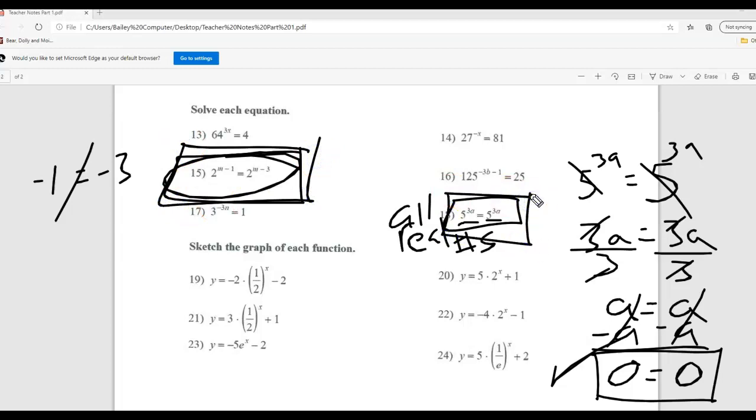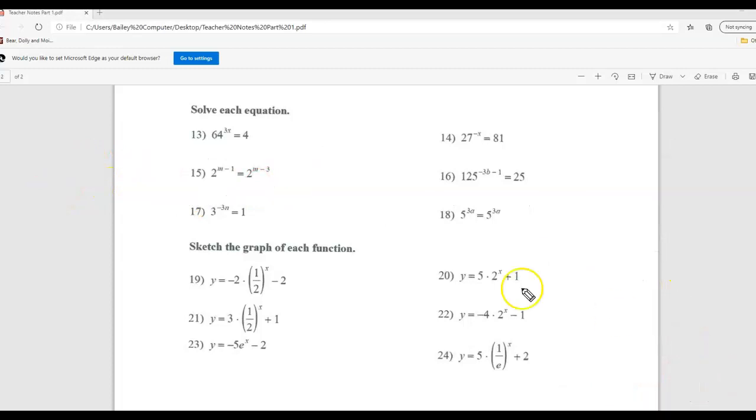They kind of have something similar happen when you're solving. They both have their variables go away. But in this case, you're left with a false statement. In this case, you're left with a true statement.